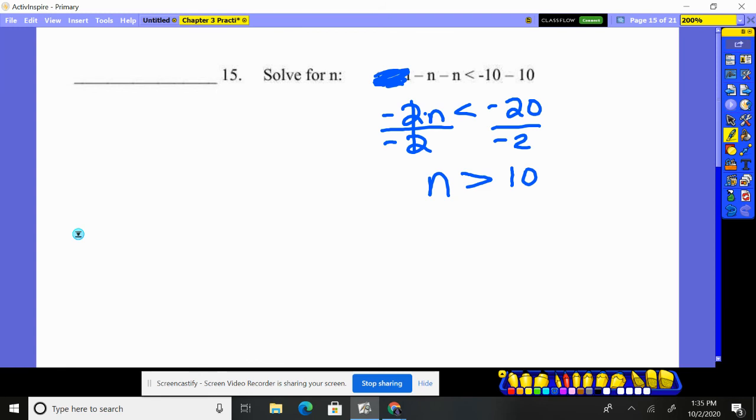You can go to my website and look at my explanation for why the inequality flips. I do explain it on the website. All right, there's through number 15.